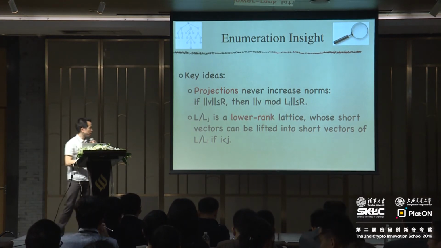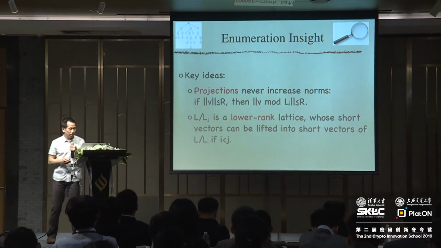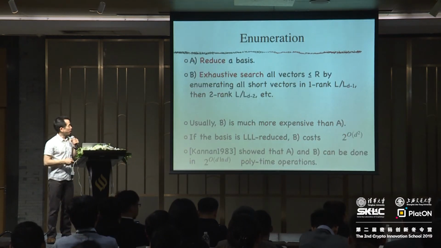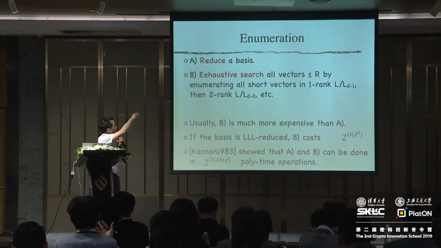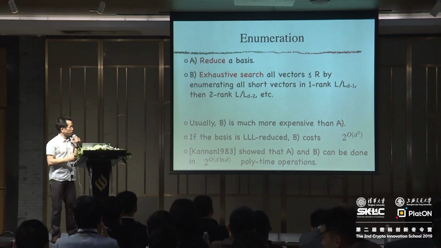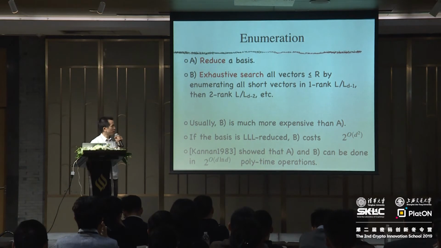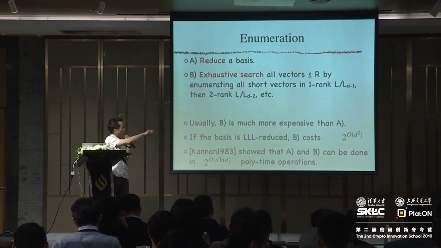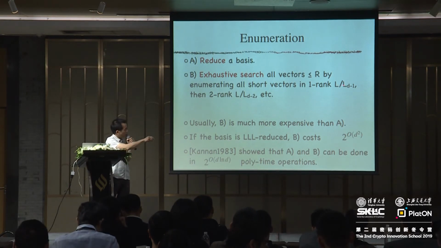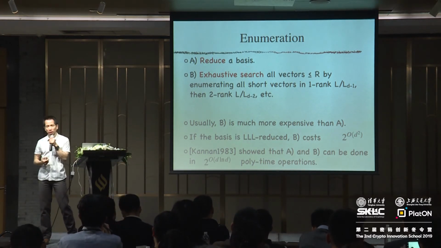So you can do it using size reduction. So that's exactly what enumeration is. You start with a reduced basis, and now what you're going to do is find all the vectors of norm less than R by first solving the trivial problem within the rank-one lattice. So you divide L by L_{t-1}. This is a one-dimensional lattice. It's very easy to enumerate points in a one-dimensional lattice. You do that.